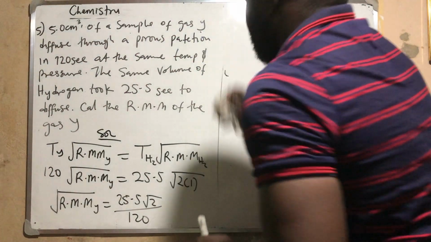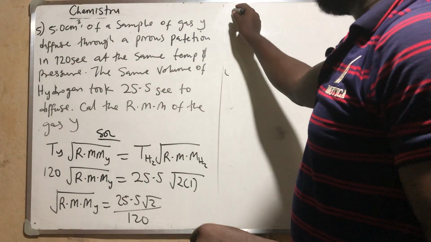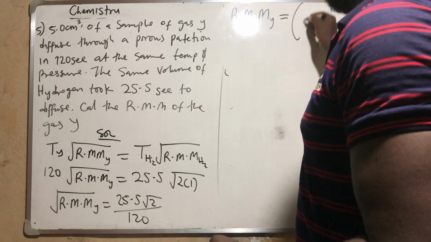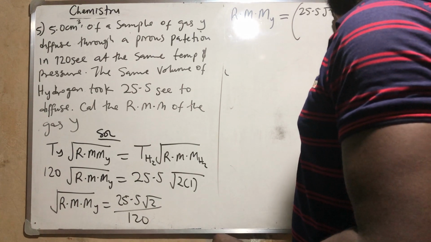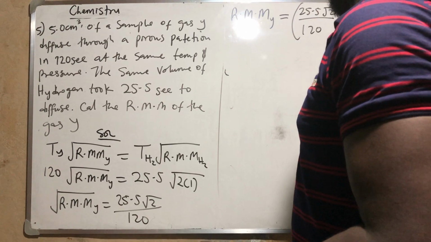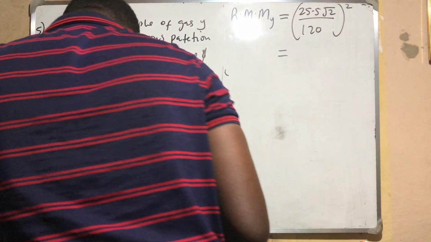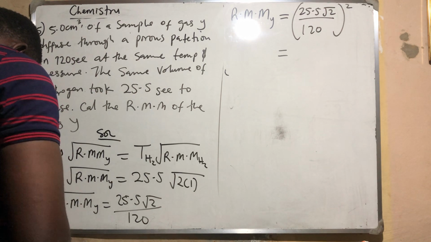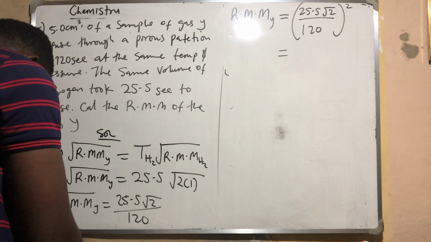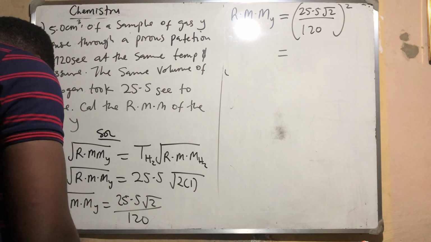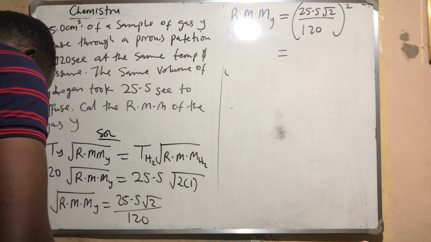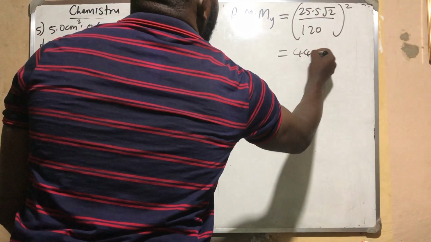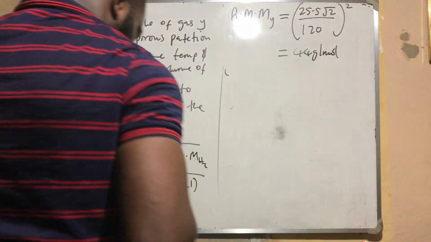So I will now have that the relative molecular mass of that gas Y will now be equal to 25.5, the square root of 2 all over 120, everything squared. If you do everything, you have 44 gram per mole. 44 gram per mole. Okay, so we can check it.